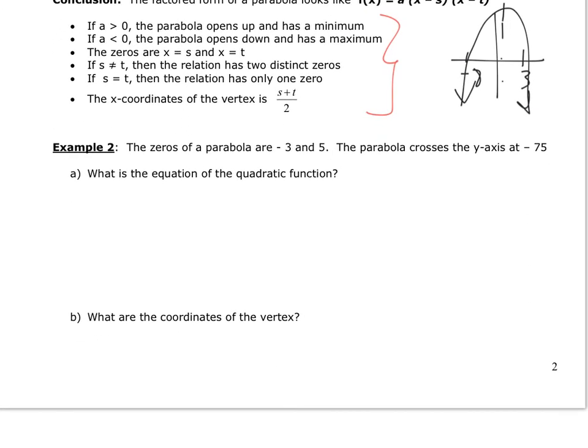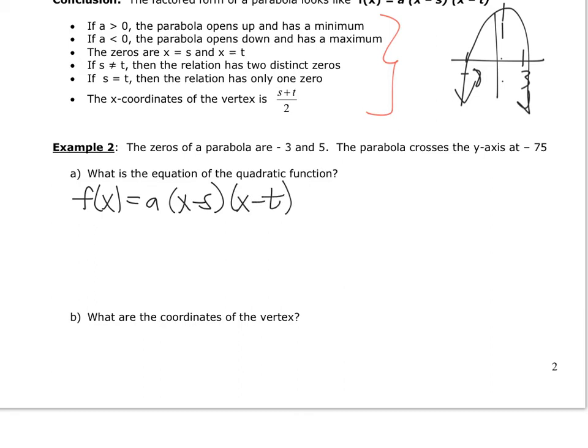So we are given that the zeros of our parabola are negative 3 and 5. The parabola crosses the y-axis at negative 75. What is the equation of this quadratic function? Well, the only equation that we really know other than standard form is factored form. So let's just write that out. So we're going to start off with the equation. f(x) equals a(x minus s)(x minus t).